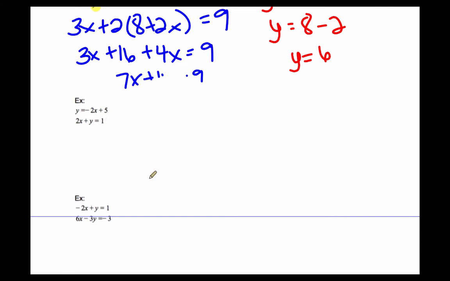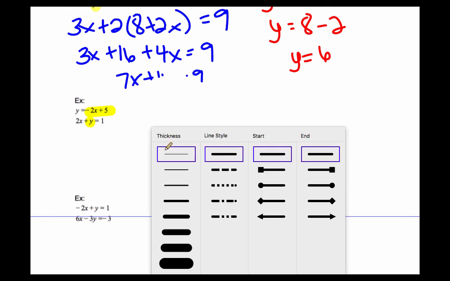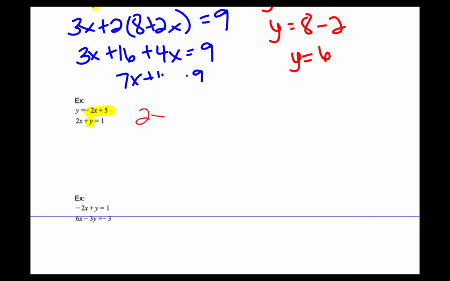Okay, y equals negative 2x plus 5, and 2x plus y equals 1. I already have a y by itself. That's easy. So I'm going to substitute this negative 2x plus 5 in for this y. So 2x plus negative 2x plus 5 equals 1. Now remember, these parentheses don't matter because this is addition, so it's not going to change. So 2x minus 2x plus 5 equals 1.